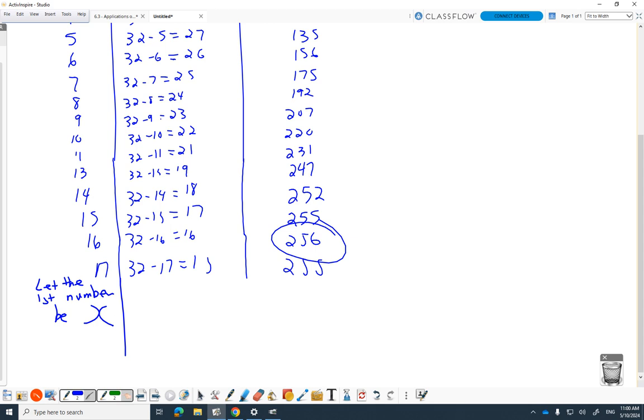Algebra. If x is the first number, what's the second number? Yeah, what am I looking at? When x was 10, I got the second number by going 32 minus 10. When x was 7, I got the second number by going 32 minus 7. 32 minus x. Go home. Get your stuff and get out of here. That is powerful mathematics. Woo!